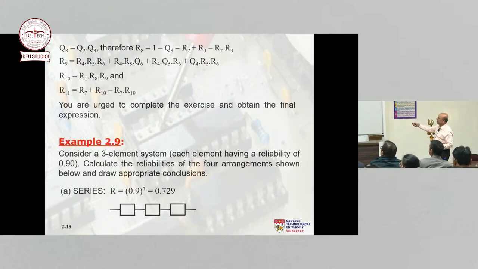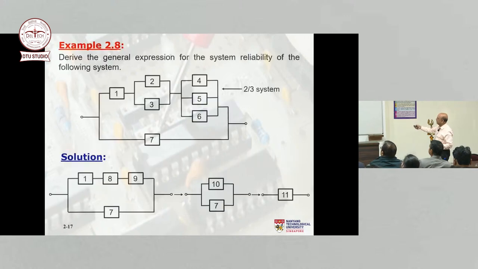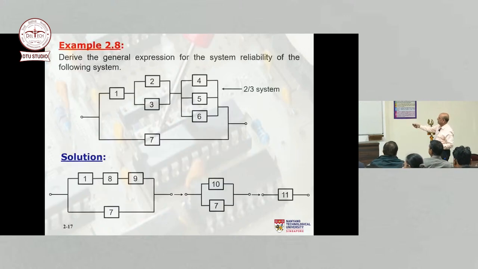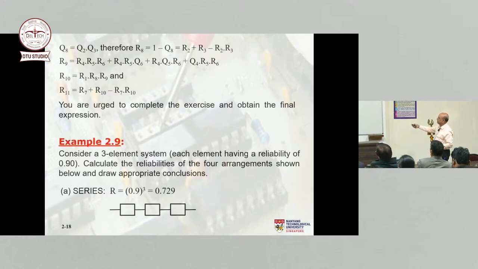And then finally R10. What is R10? Component 10 is a series combination of these 3. So it is R1 times R8 times R9, right? So that's what it is. R1 times R8 times R9. And then component 11. 11 is a parallel combination of 10 and 7. So it will be R10 plus R7 minus R10 times R7. So that's what it is.